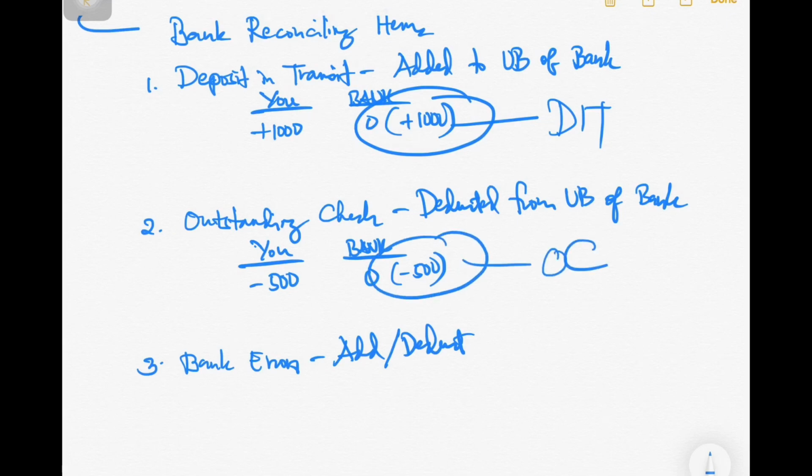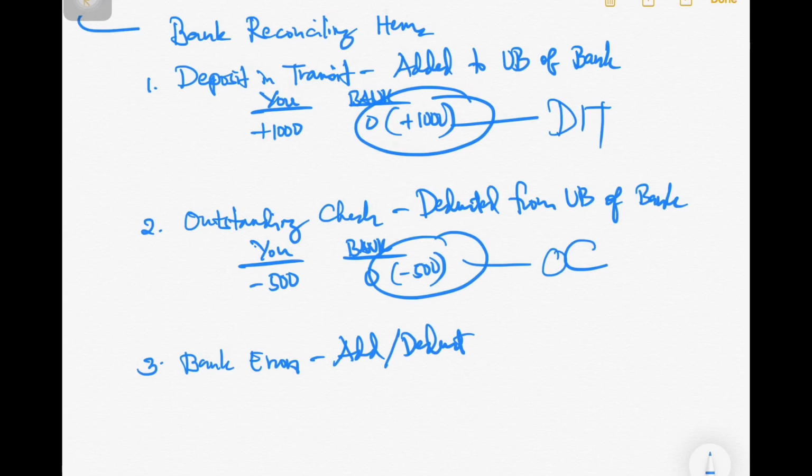So again, if you are given a deposit in transit, these are deposits that you intend to deposit but was not able to get into the cut-off. They should be added in the unadjusted balance of the bank. While for the outstanding checks, these are checks that intend to be in cash but was not able to reach the cut-off, so they should be deducted in the unadjusted balance of the bank.